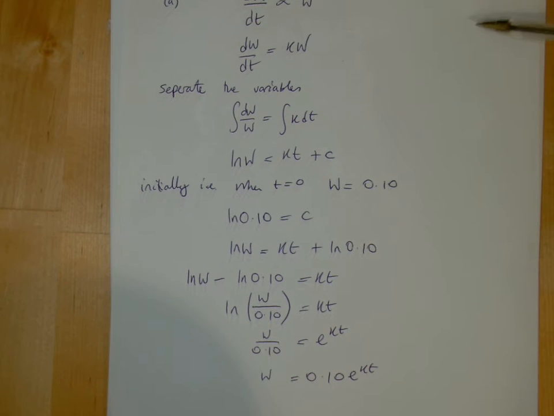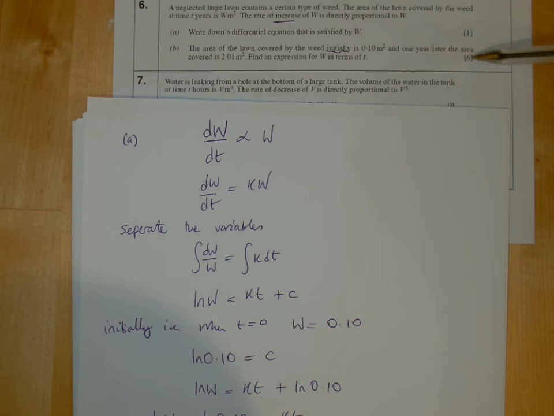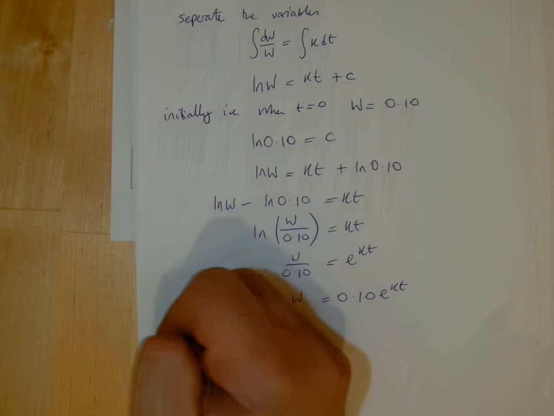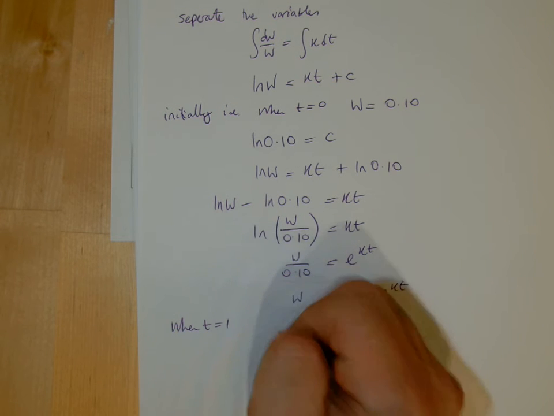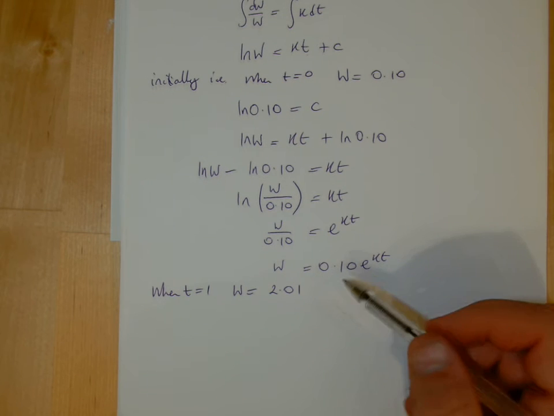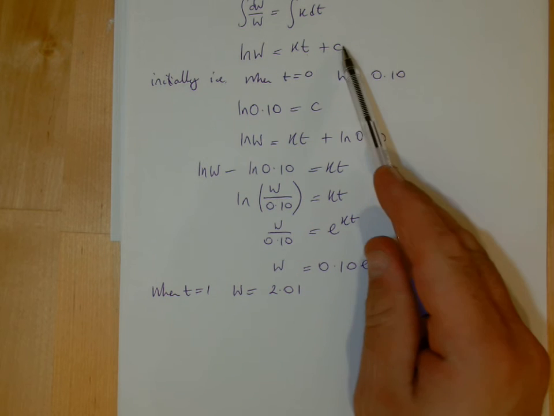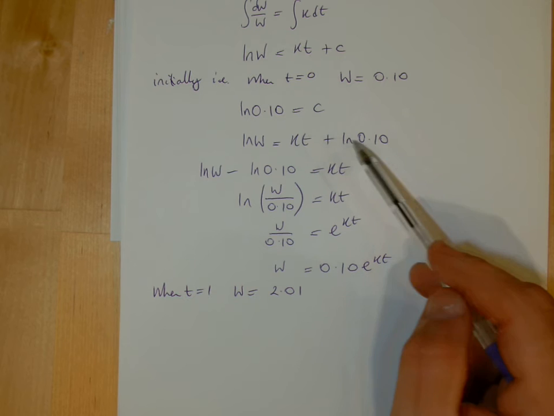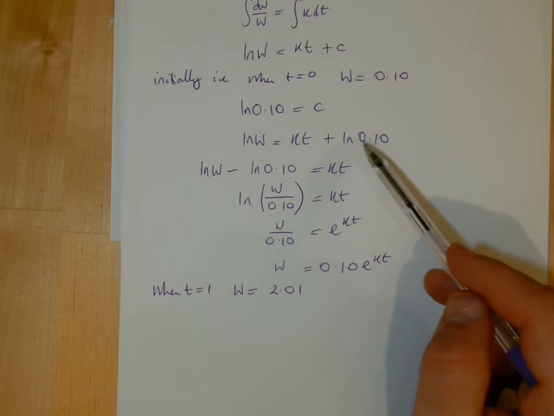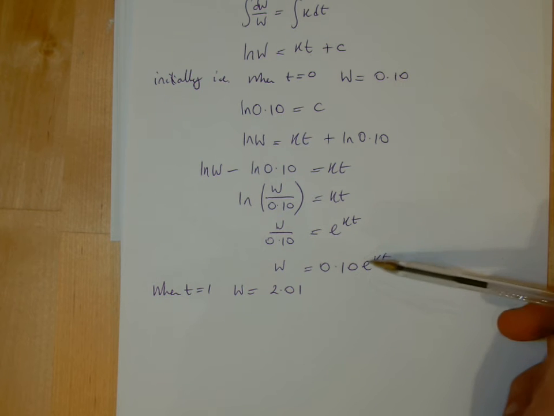Now they give us a second situation, a second condition. They say 1 year later the area covered is 2.01. So when t is 1, W is, what was it again, 2.01. So we could sub that into here, or into here rather, to work out what K is. I'll tell you how we go about this. Maybe we'll just sub it in here.